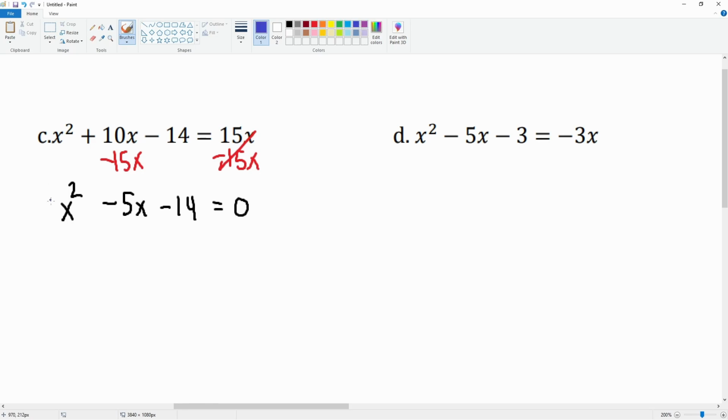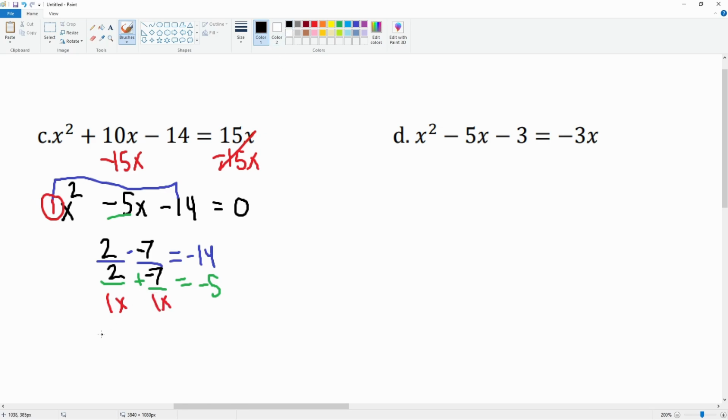Here, now we can factor. We want to find two numbers that multiply to make negative 14, and that add up to this middle term of negative 5. Let's check those numbers. 1 and 14, no. 2 and 7, that does work. Because when we add them, it equals negative 5. The negative has to be on the larger number. Let's double check. 2 times negative 7 is negative 14, and 2 plus negative 7 is negative 5. Then we want to divide by this 1x, because that is what's in front. And it just becomes x plus 2 and x minus 7.